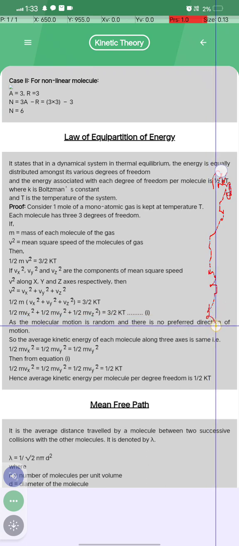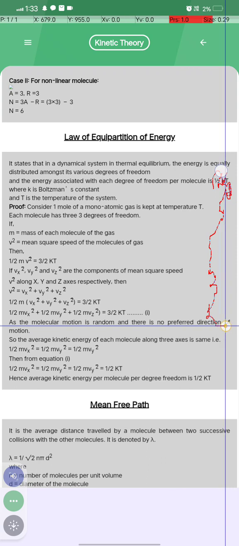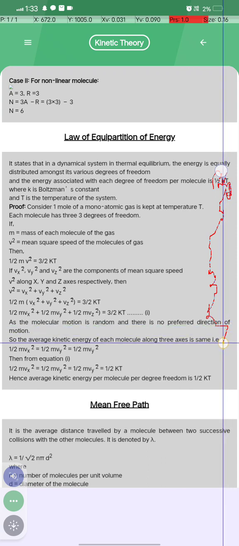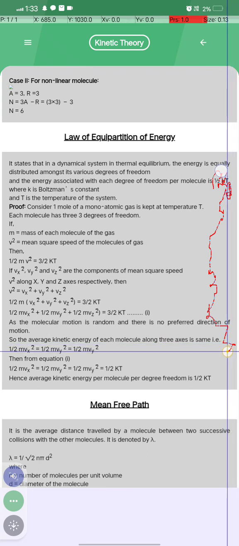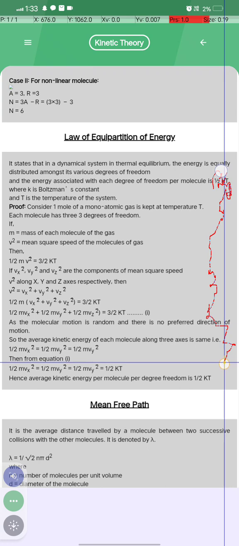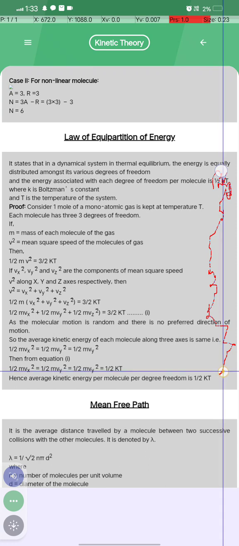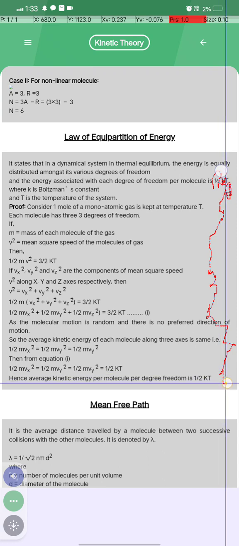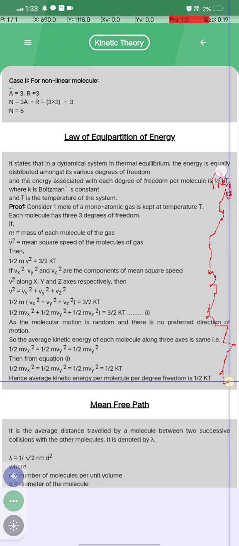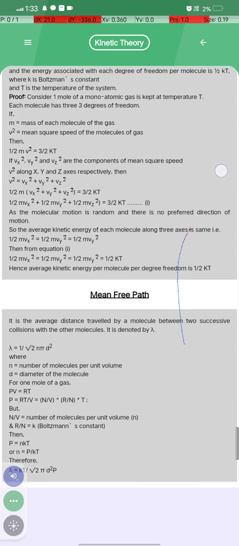As molecular motion is random and there is no preferred direction of motion, the average kinetic energy of each molecule along each axis is the same, that is, half m vx squared is equal to half m vy squared is equal to half m vz squared. Then from equation 1, half m vx squared is equal to half m vy squared is equal to half m vz squared is equal to half kT, and hence the average kinetic energy per molecule per degree of freedom is equal to half kT.